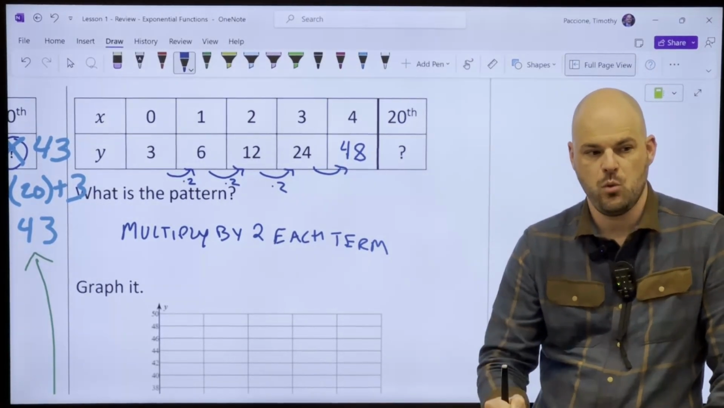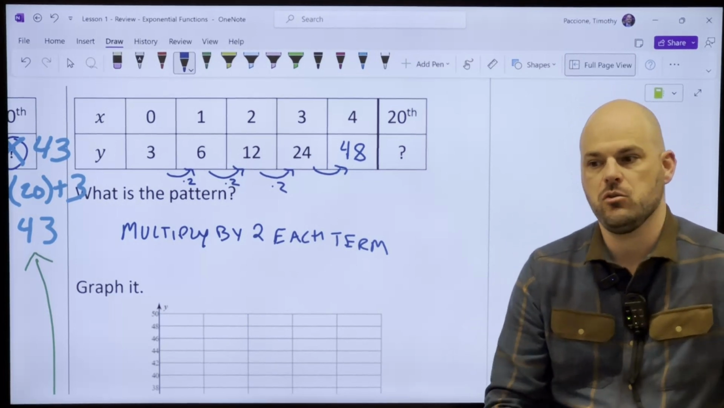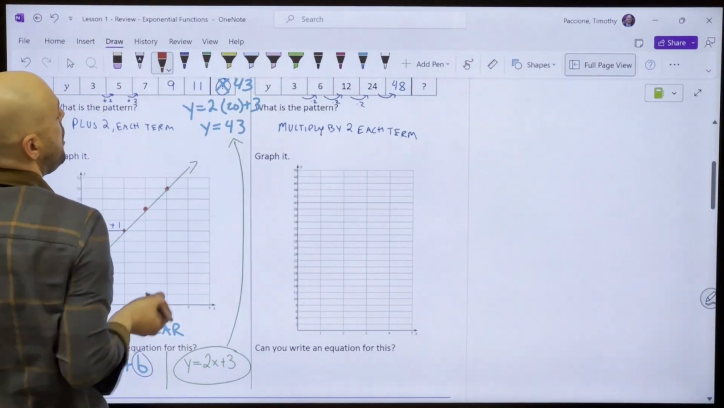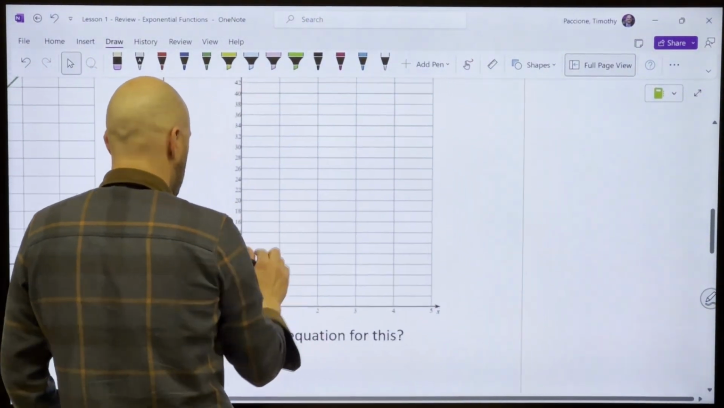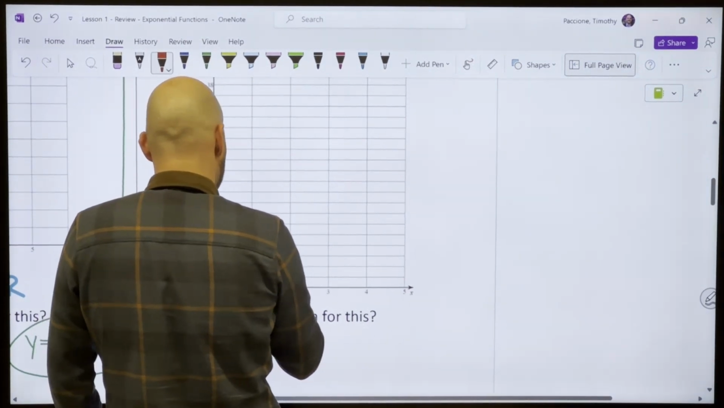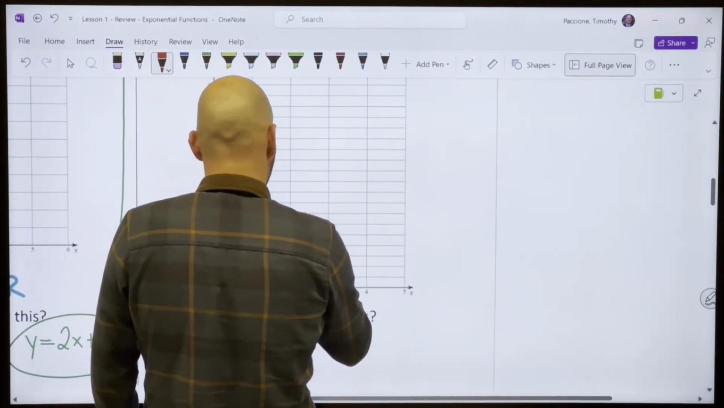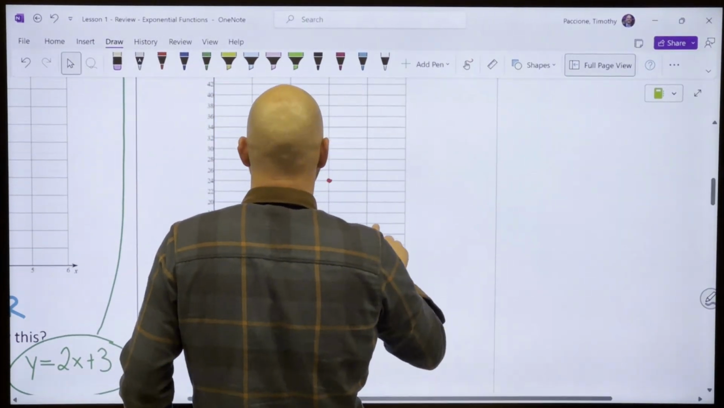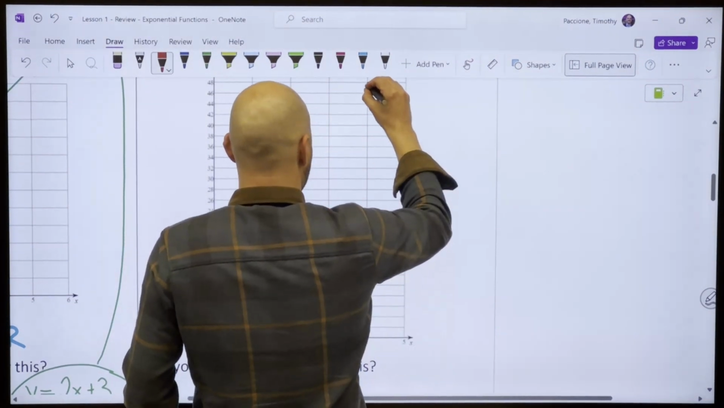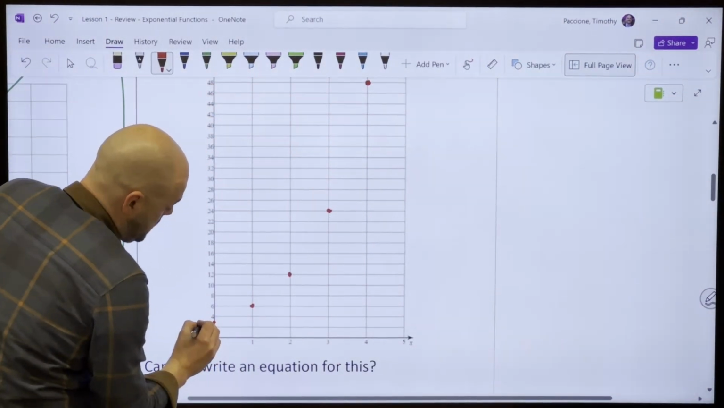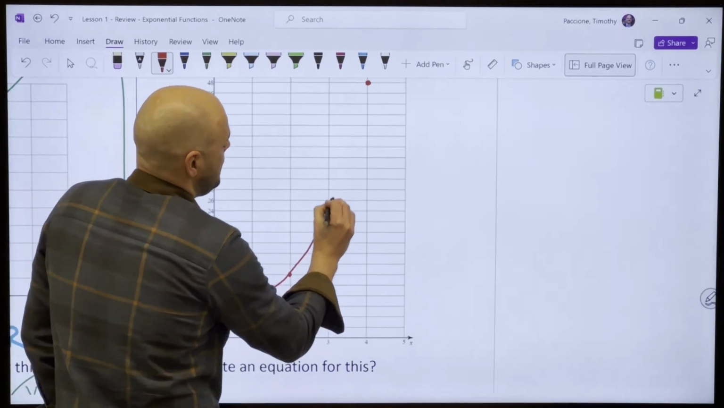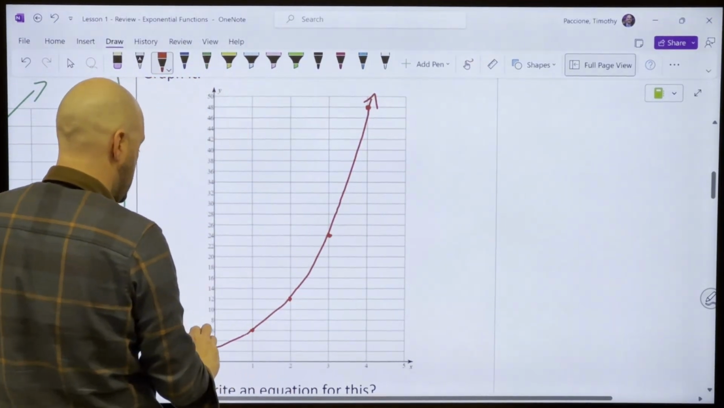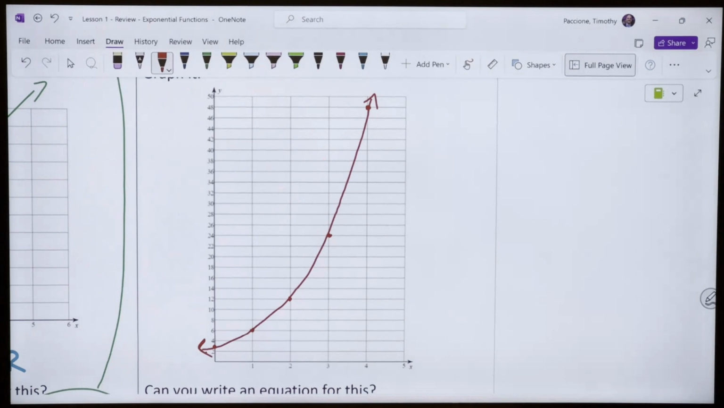But I need to remember what type of pattern it is, so I'm going to see what it looks like on a graph. And maybe that'll help me remember, okay? So I plot my points. 0, 3, 1, 6, 2, 12, 3, 24, 4, 48. And I notice right away I don't have a line. I don't have a line at all. I have this curve. And in fact, it gets faster and faster as it goes, right?